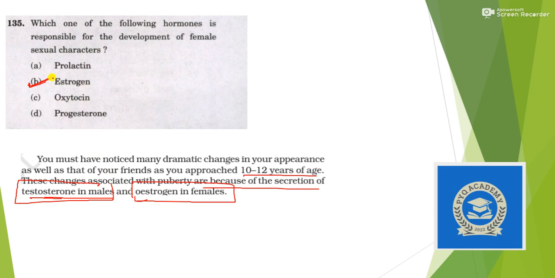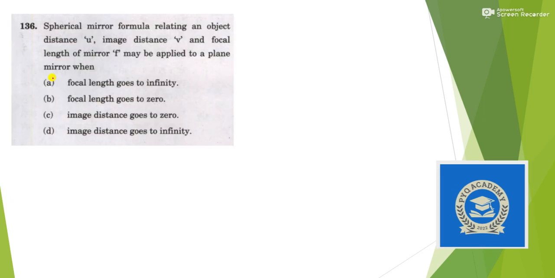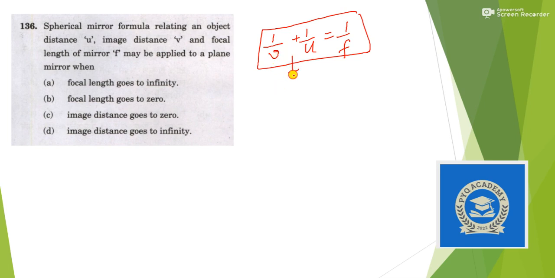So let's move to the next question. The spherical mirror formula relating object distance u, image distance v, and focal length f may be applied to a plane mirror. Let's first write the formula: 1 by v plus 1 by u is equal to 1 by f. This is the mirror formula used for spherical mirrors. The question is asking how you can apply this to a plane mirror. We know that for a plane mirror v is equal to u; image distance is equal to object distance.